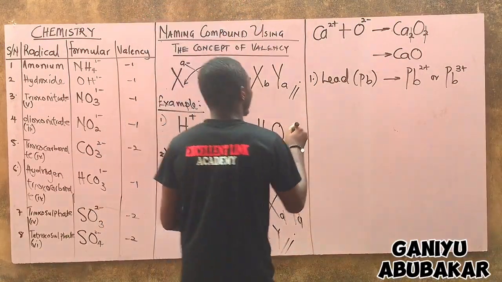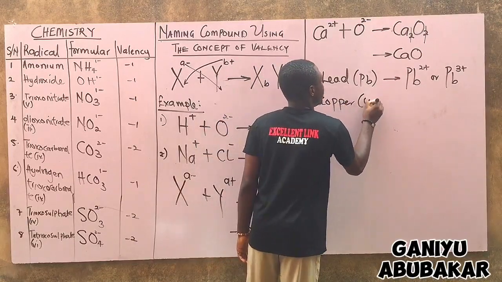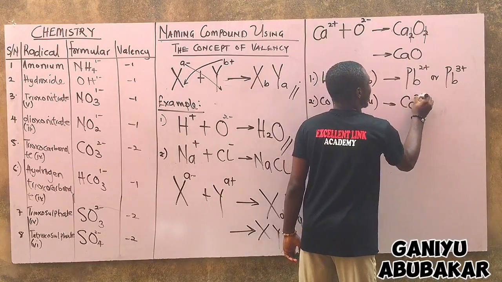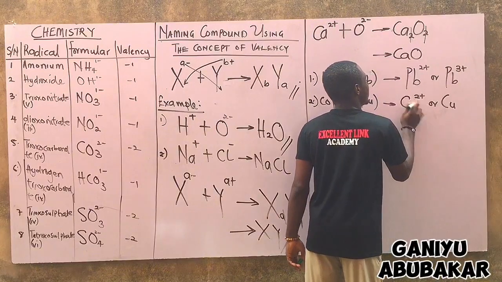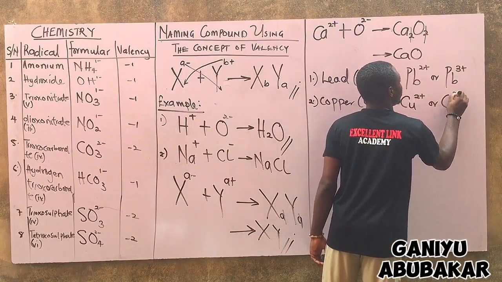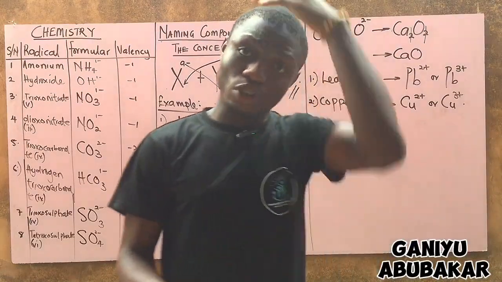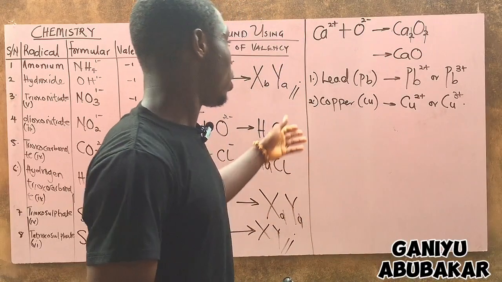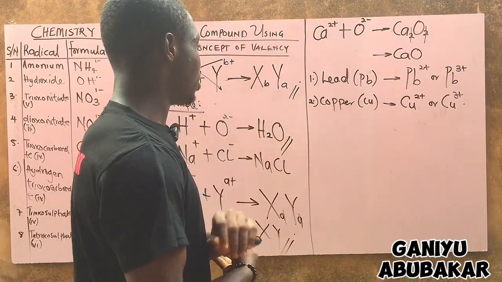Number 2 there is copper. Copper, that's Cu, also has varying oxidation numbers. So Cu perhaps, Cu 2 plus, Cu 3 plus, right? It's like the varying oxidation for copper. So that's the idea behind this.